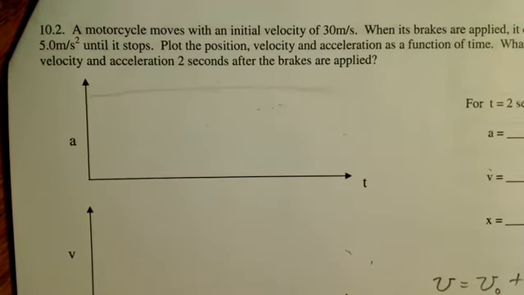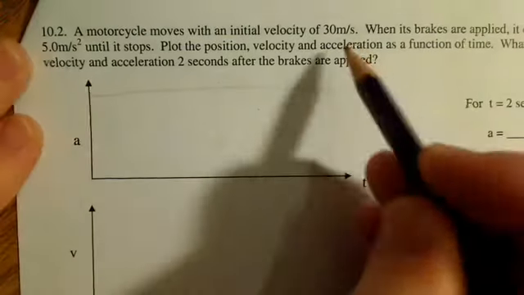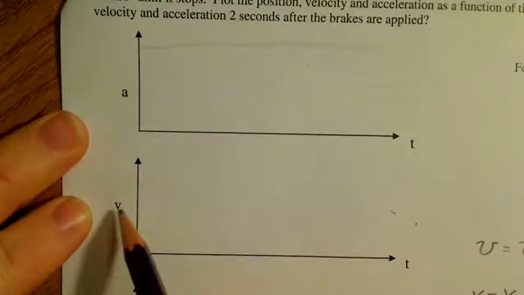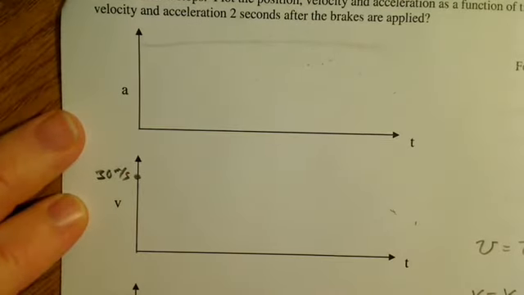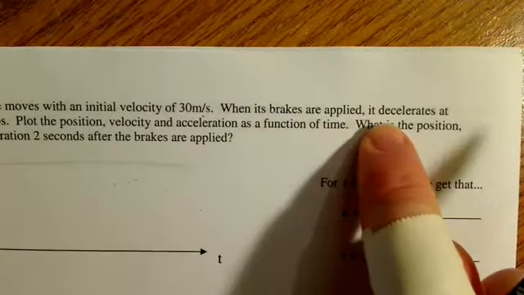10.2 is a problem that we worked out partially in class. It says that a motorcycle moves with an initial velocity of 30 meters per second. That's velocity right here, so we can put 30 meters per second right there. And it says that brakes are applied and it decelerates at a constant rate.